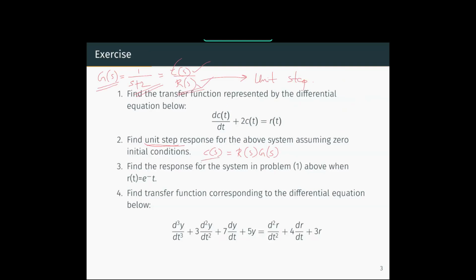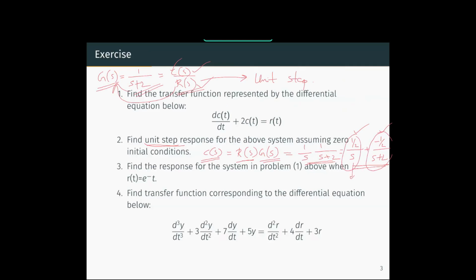To get C(s), we will take this to the other side: R(s) into G(s). For a unit step, the Laplace transform R(s) is 1 by s, and G(s) is 1 by (s plus 2). Using partial fraction expansion, we will get k1 by s plus k2 by (s plus 2). When we calculate the values of k1 and k2, we get k1 as 1 by 2 and k2 as minus 1 by 2. How to calculate this we have seen in the previous videos. So here we get (1 by 2) by s and minus (1 by 2) by (s plus 2).